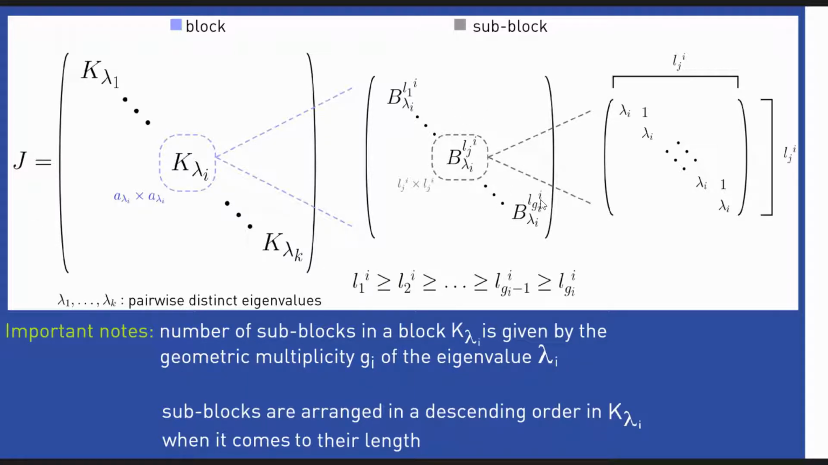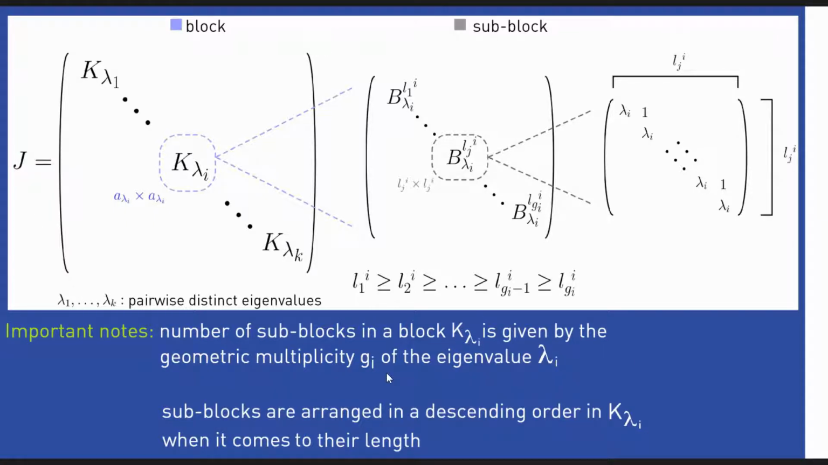If we know the length or the size of each of these subblocks, we can write down the Jordan normal form immediately because we know how the smaller blocks have to look like. So the only thing we have to find out is the length of these subblocks here. When we know them, we can write down the Jordan normal form J.